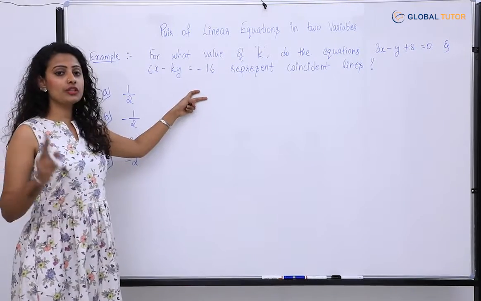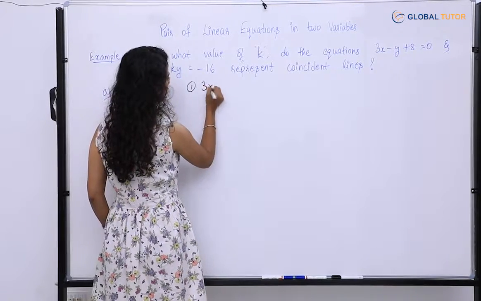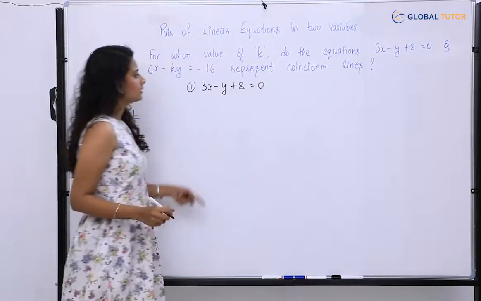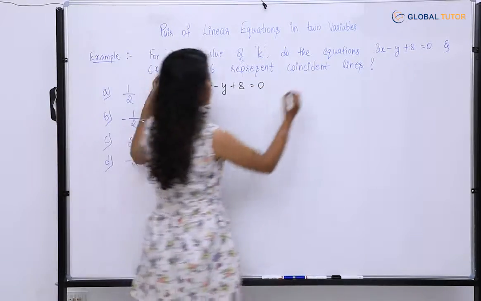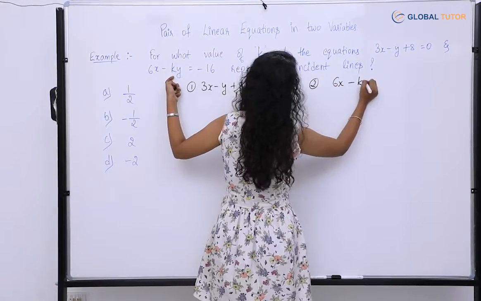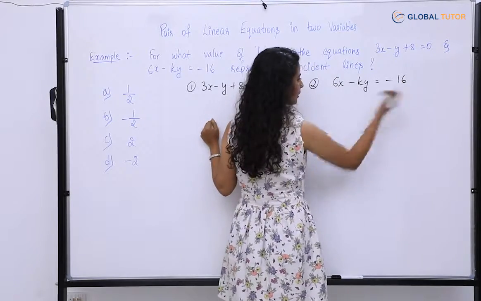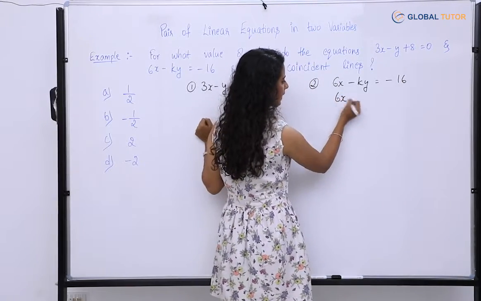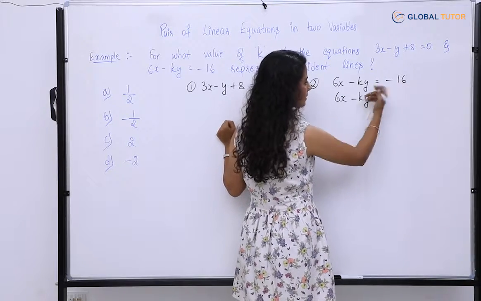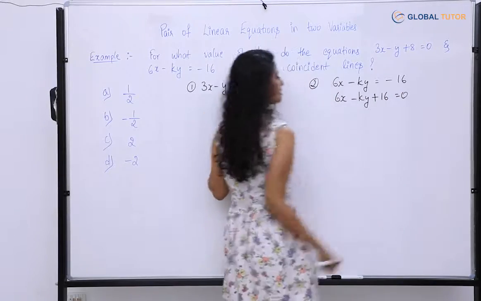Here in the question we got 2 equations. The first equation is 3x minus y plus 8 is equal to 0. The second equation is 6x minus ky is equal to minus 16. So, how can we write this as 6x minus ky, we will shift minus 16 this side. So this becomes plus 16 is equal to 0.